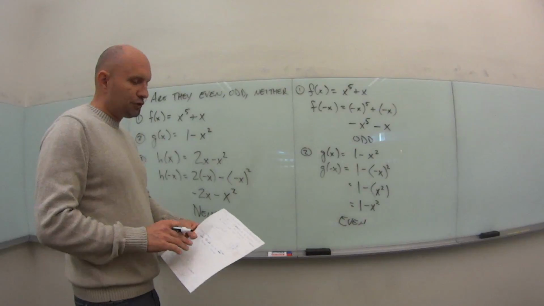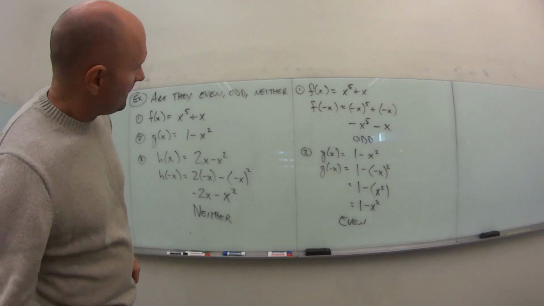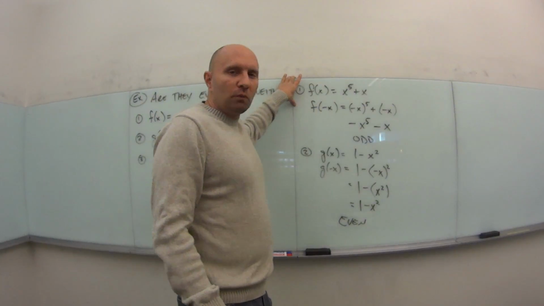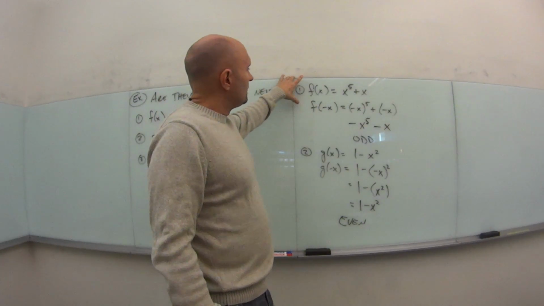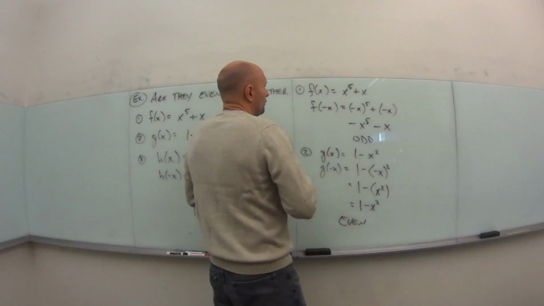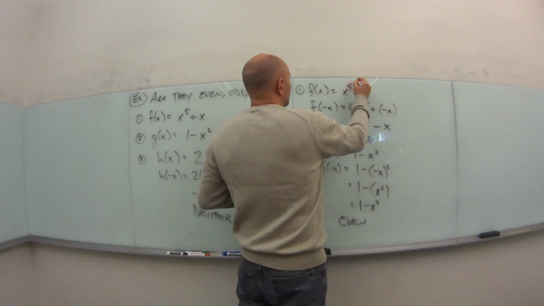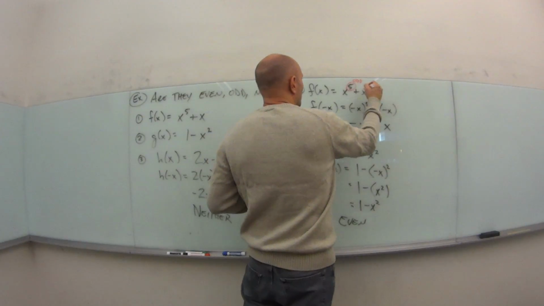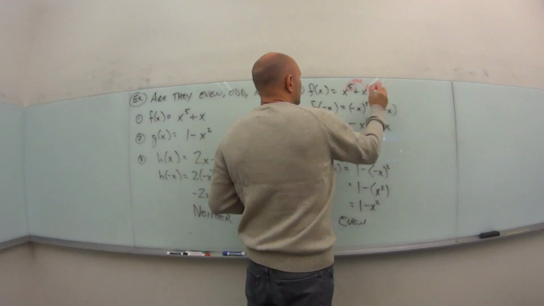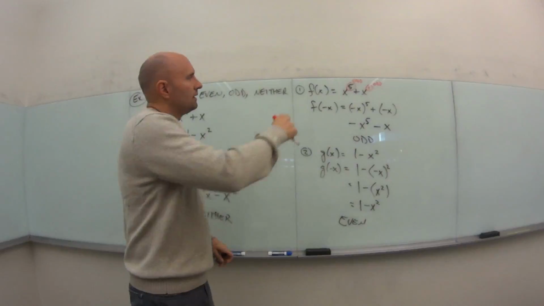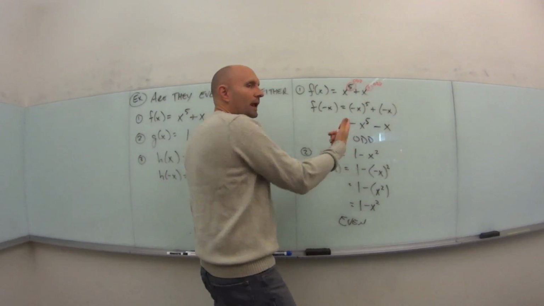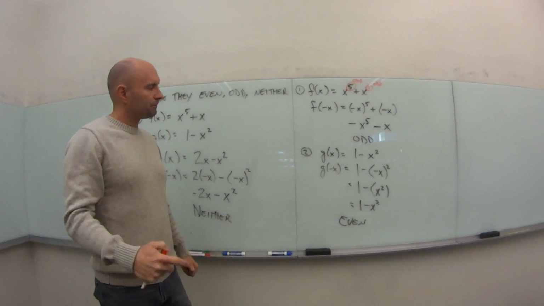So a little shortcut here for you to kind of notice a few things. This first one was an odd function, right? Well, let's look at the powers here. This is the fifth power, that's odd. This is x to the first power. The first power is also odd. The powers of all of these pieces were odd, and we ended up with an odd function.